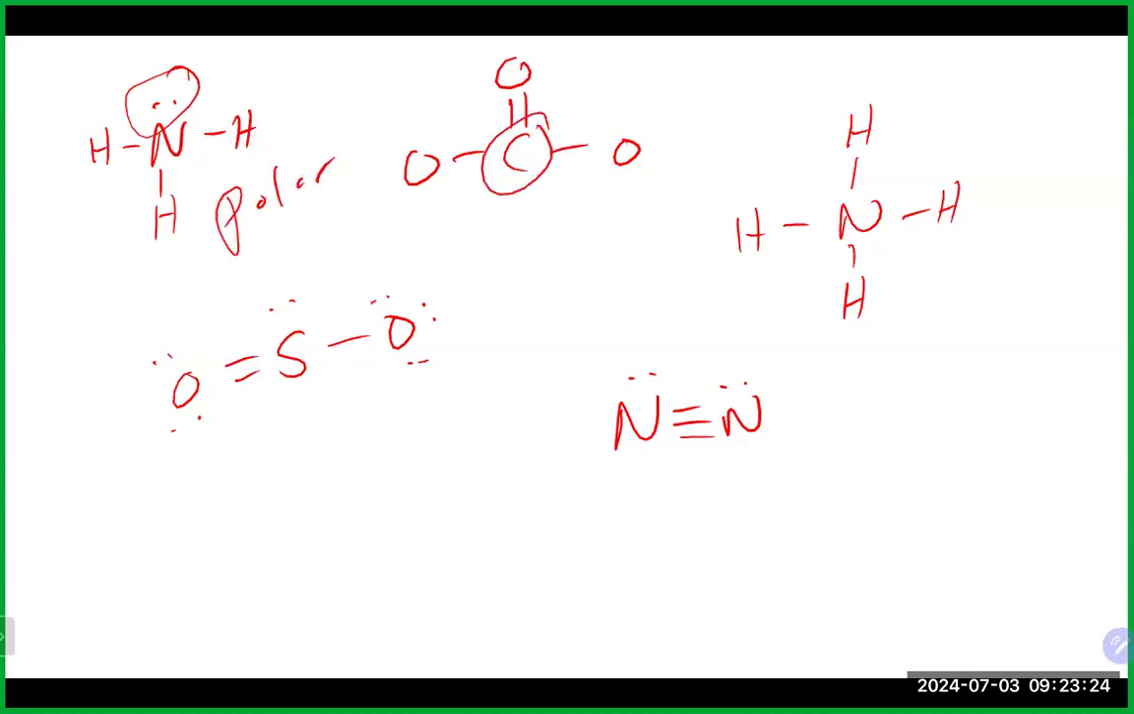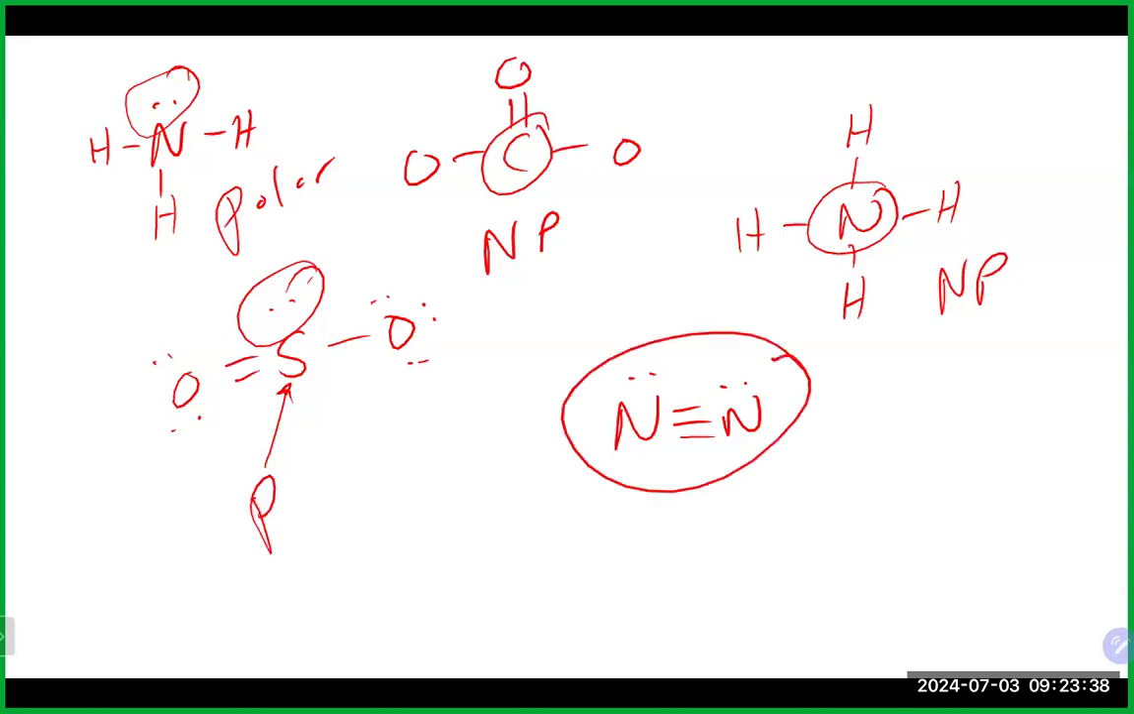Here, I do not see dots. Everything on the outside is the same. Going to be nonpolar. Here, I don't see dots. Everything on the outside is the same. Going to be nonpolar. Here, I see dots. Everything on the outside is the same. Going to be polar. And here, these are two things that are the same. Diatomic, that's a nonpolar bond. This is going to be nonpolar.